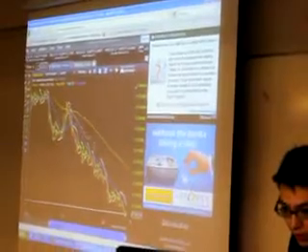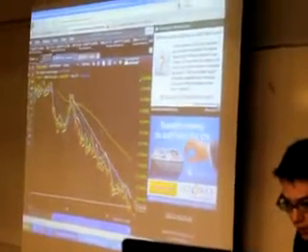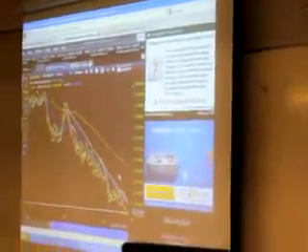Yeah, that's actually a good point. You can vary your stop loss. You don't have to take a 5%. Generally, I normally take about 2%, 2 to 3%.